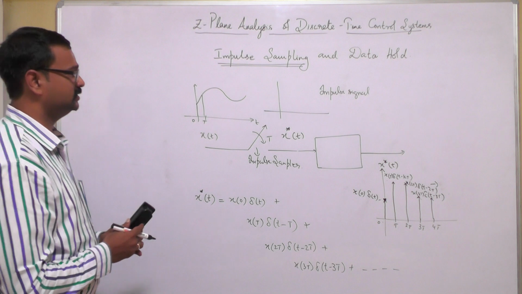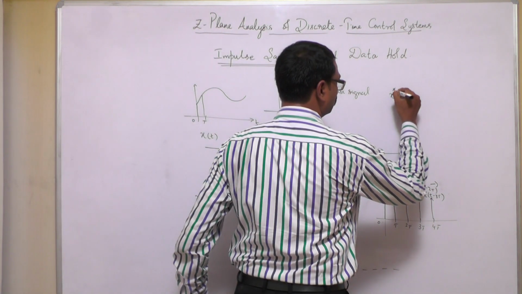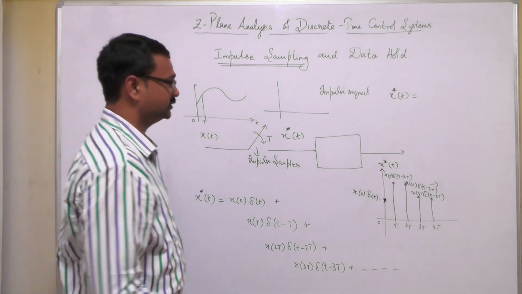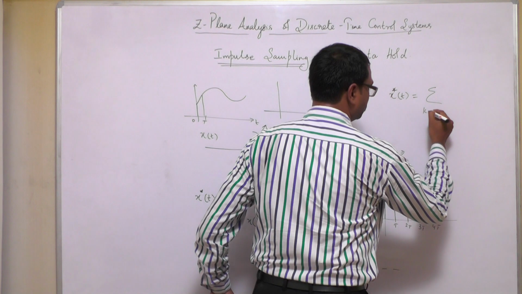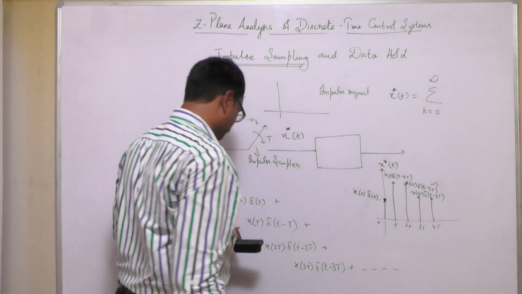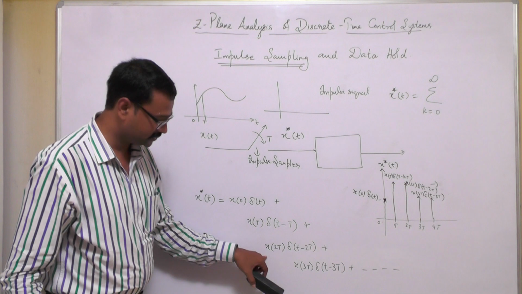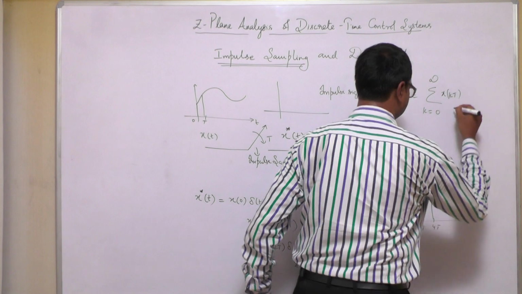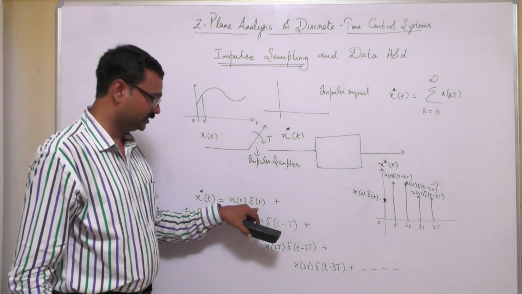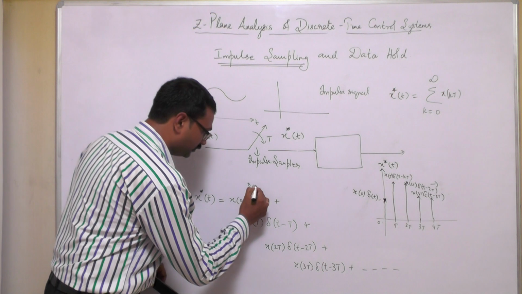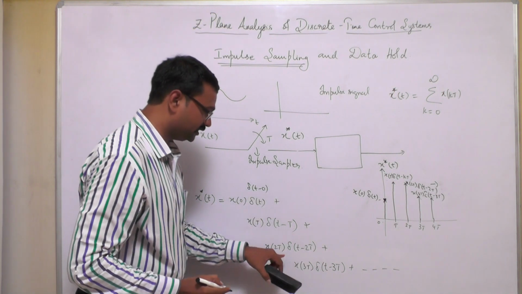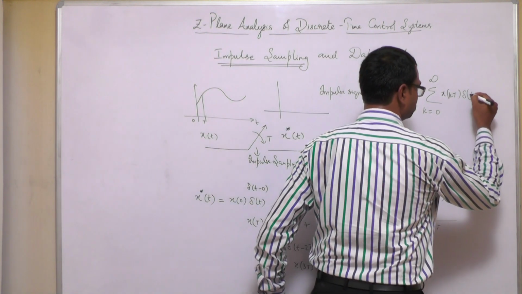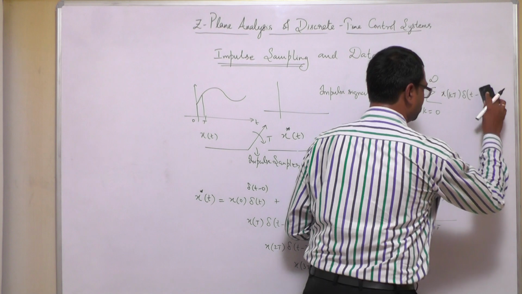Now if you sum up all these values, what do I get? The output of the impulse sampler, x star of t, is equal to the sum over k from 0 to infinity of x of kT. At any instant I can write it as x of kT, and the impulse as del of t minus 0, del of t minus T, del of t minus 2T, del of t minus 3T. Therefore, if I generalize this, I will get del of t minus kT.